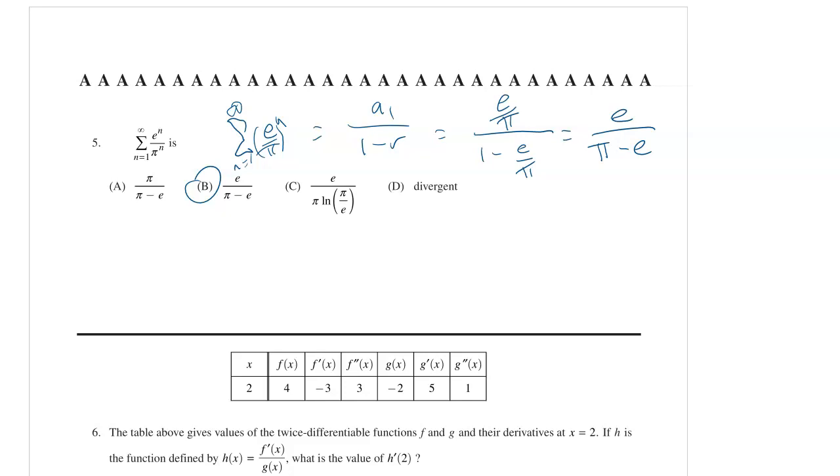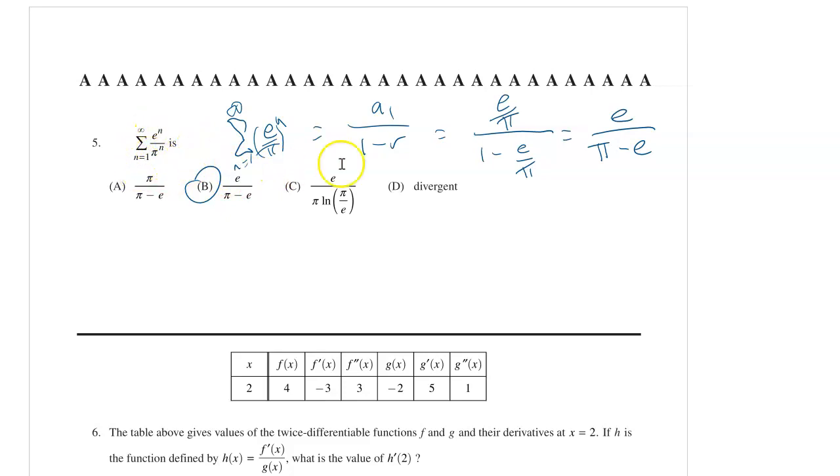Number five, I looked at it and I saw the n in the exponent, and you could see how I kind of rewrote it and thought, oh, this looks geometric-ish. And you can imagine, if n is 1, n is 2, n is 3, it'd be e over pi, quantity squared, e over pi, quantity cubed. Definitely geometric, so it's the first term over 1 minus r. The tricky thing is that the first term is not 1. The first term is e over pi, because you have to say, if I put 1 into this function here, what would be that first term? And the first term is not 1.